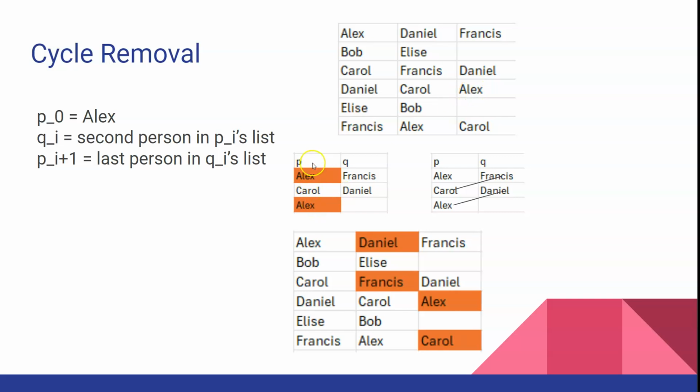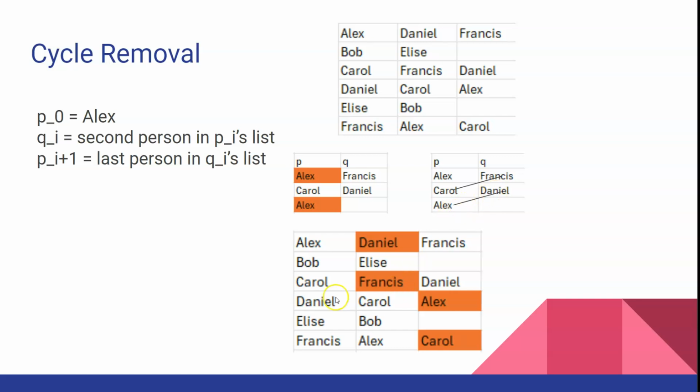And once we have the same person appear twice in column P, then we can determine that there indeed exists a cycle and we must deal with the cycle. So since Alex appeared twice, there is indeed a cycle. So what we can do is remove the proposal from Francis to Carol and from Daniel to Alex. So from Q sub i to P sub i plus 1. So we remove all such proposals. So I've highlighted these proposals here.